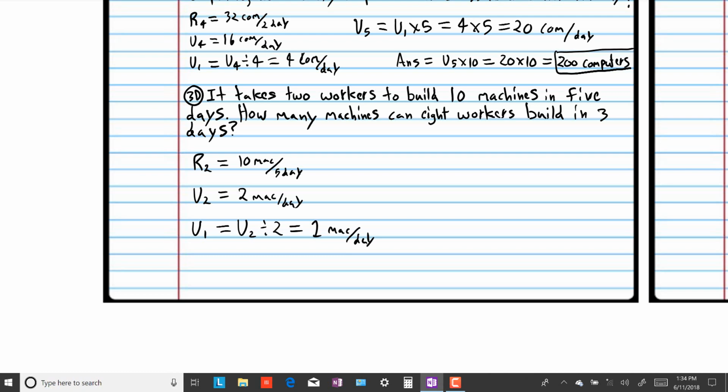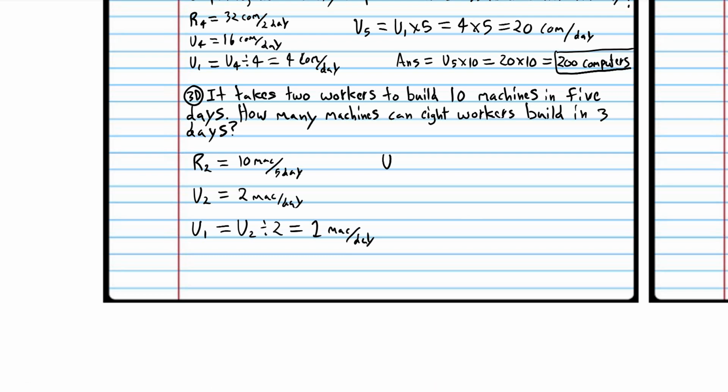How many machines can 8 workers build? So we want 8 workers. So we want the unit rate for 8 workers, which equals the unit rate for 1 worker times 8. Unit rate for 1 worker is 1, so times 8 would be 8 machines per day. That's how many machines per day that 8 workers can make.